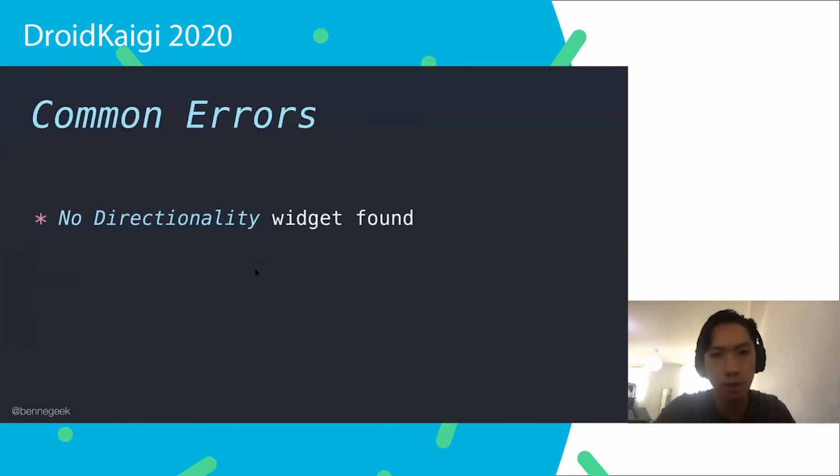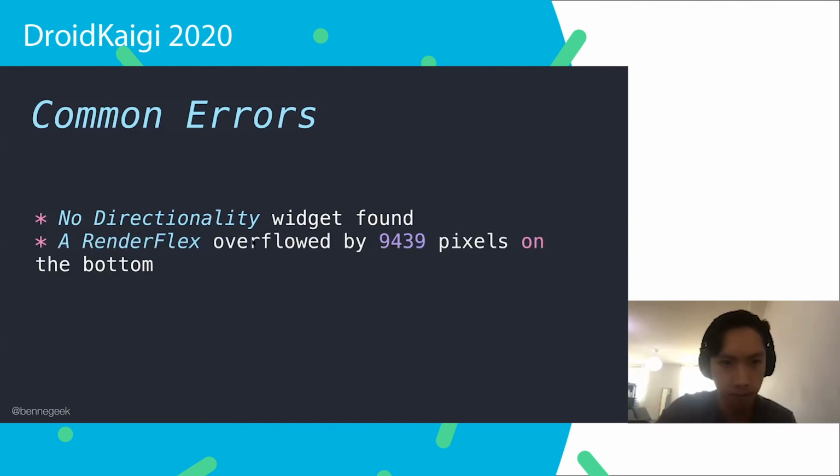And some common errors that we've encountered is that there's no directionality widget, that can be fixed by wrapping your widget in a directionality-enabled widget. Another is when you are rendering and it overflows the view. So you can fix that by specifying the size of your view and/or fixing your widget rendering. Because sometimes you are trying to get all the space available, and then you should have only a specific amount of height and width.